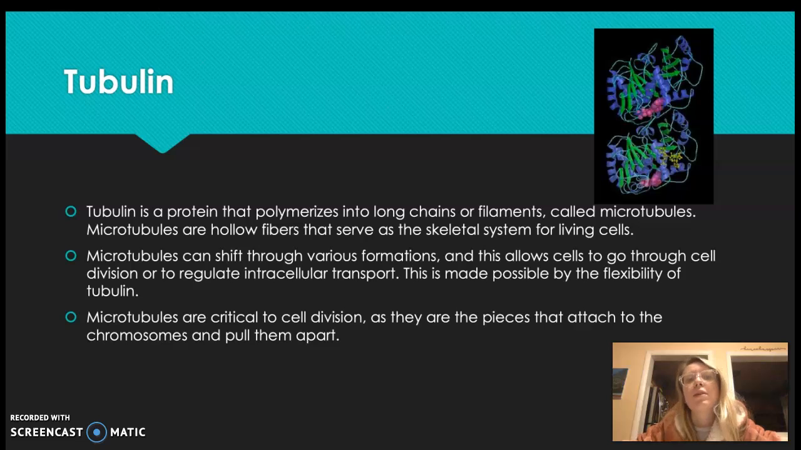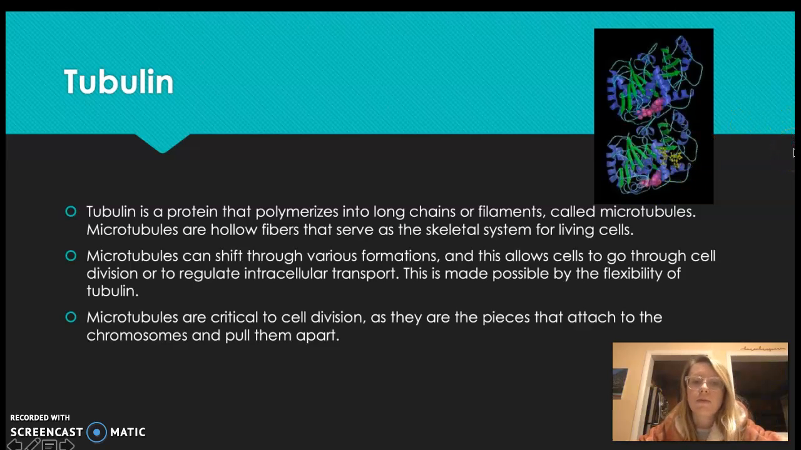Tubulin is a protein that polymerizes into long chains or filaments called microtubules. Microtubules are hollow fibers that serve as the skeletal system for living cells. And here I have an image of tubulin. This is what forms the microtubules.